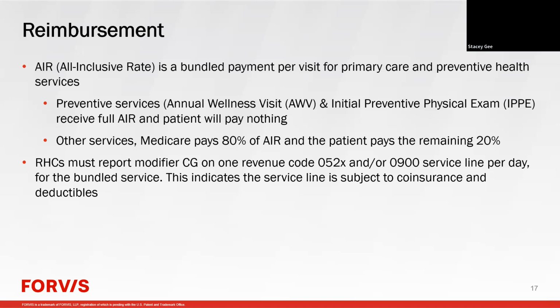For other services, Medicare will pay approximately 80% of the AIR rate, and then the patient pays the remaining 20%. RHCs must report a modifier CG on one of those revenue codes, either the 0520 or the 0900 service line per day for the bundled service. And that tells that payer that that service line is subject to coinsurance and deductibles.